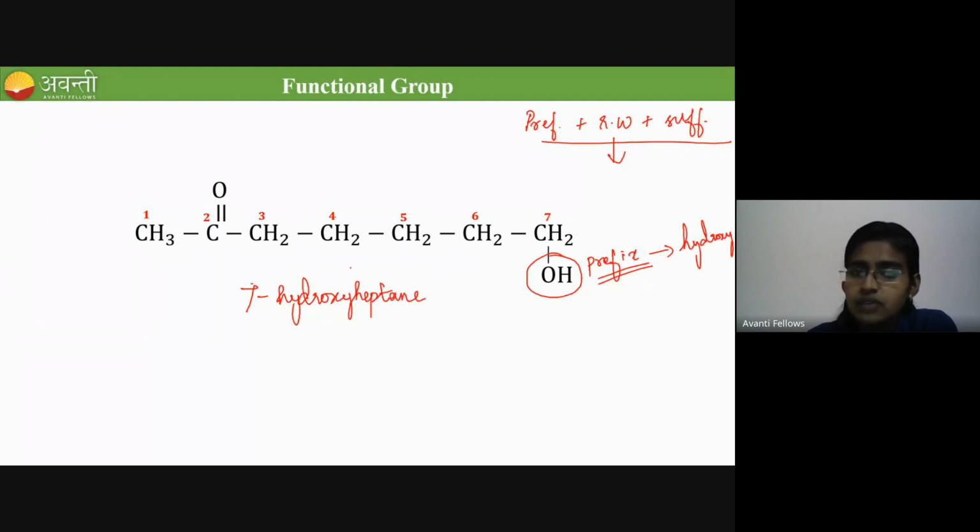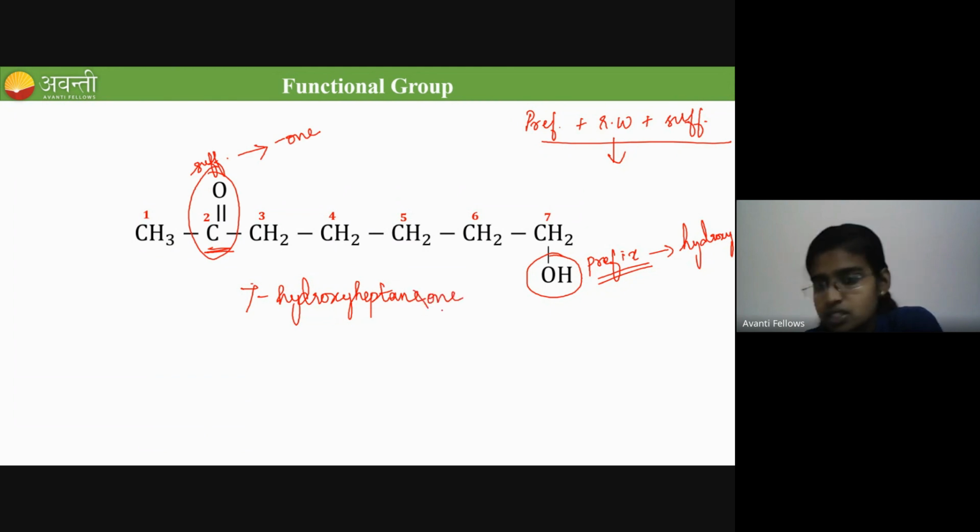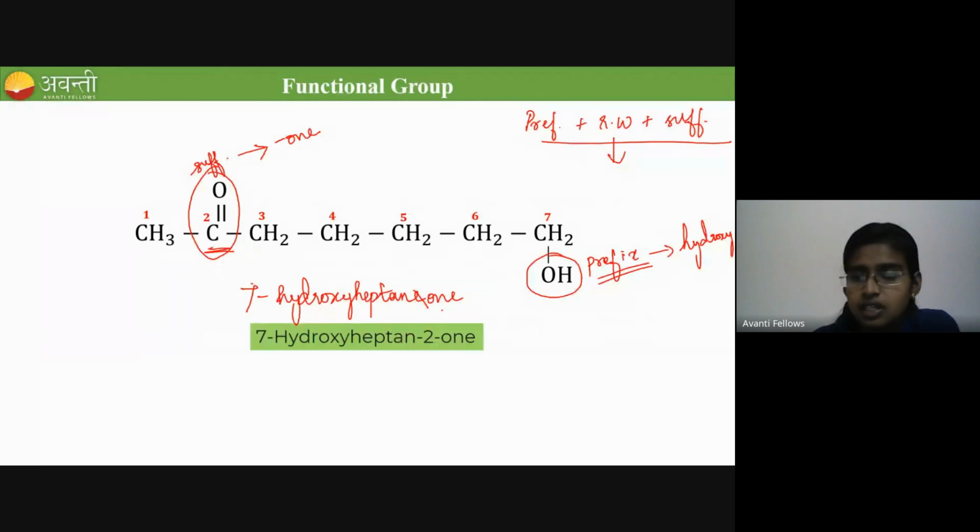Now we have ketone group here. Ketone is the main functional group. So if ketone is the main functional group, you have to use suffix. What is the suffix for ketone? It is ONE. So you have to replace this E by O-N-E. So that particular ketone is attached to the second carbon. Ketone is with the carbon number 2. So it is 7-hydroxy-heptane 2-one.